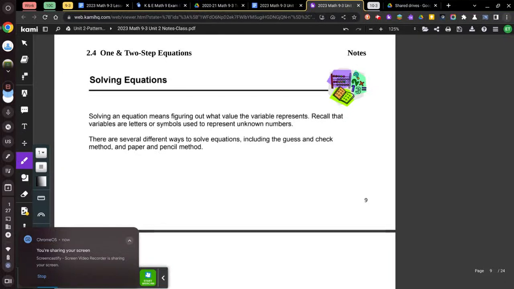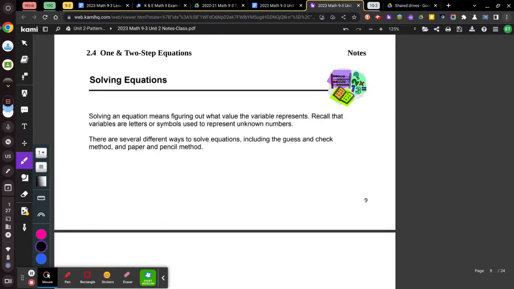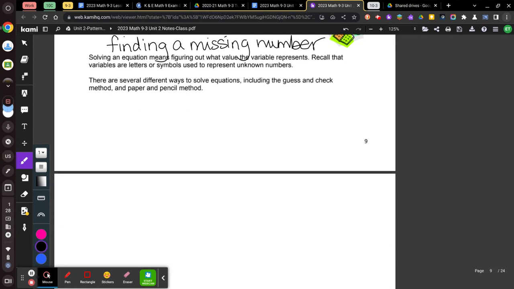Okay, lesson 2.4, one and two-step equations. It says solving the equation means figuring out what the value of the variable represents, which means basically finding the missing number. So we're finding a missing number. It says there's several different ways to solve equations.